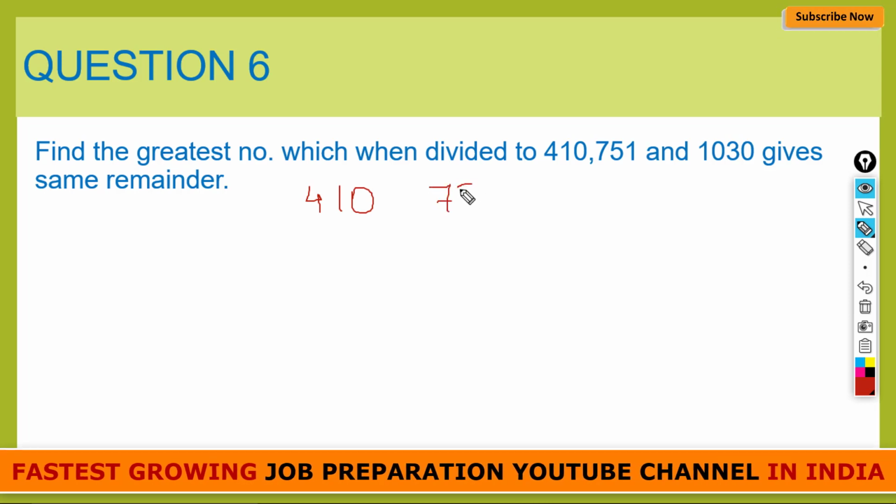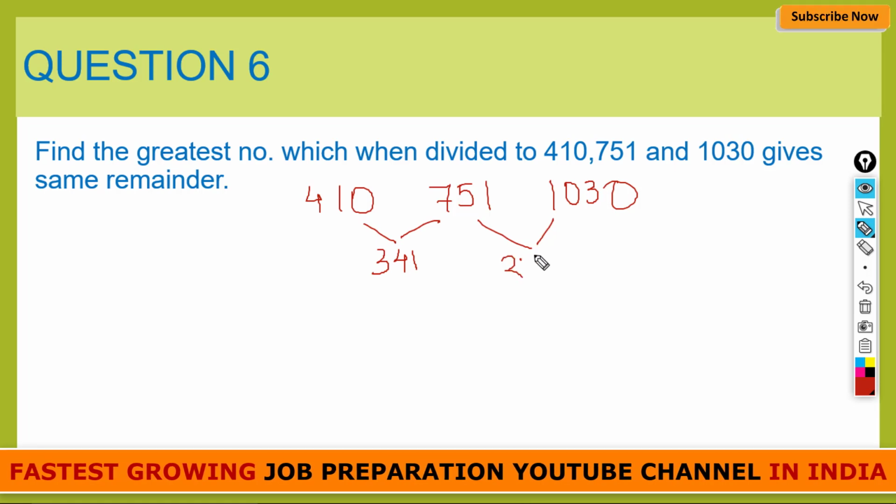410, 751 and 1030. You have to find the difference of both the pairs. So the differences will be 341 and 279. After this, you have to find the difference of these two numbers also, which is 62. Here we have to check whether 62 divides these two numbers or not. See, this is an even number and both the numbers are odd, so it is not going to divide.